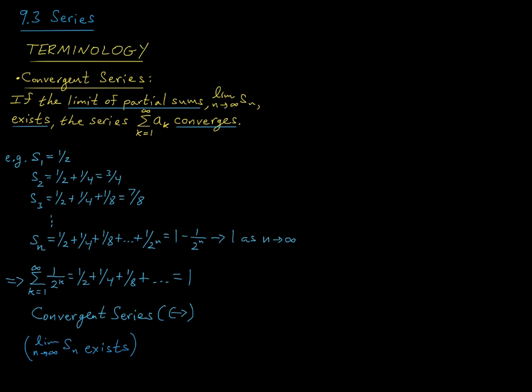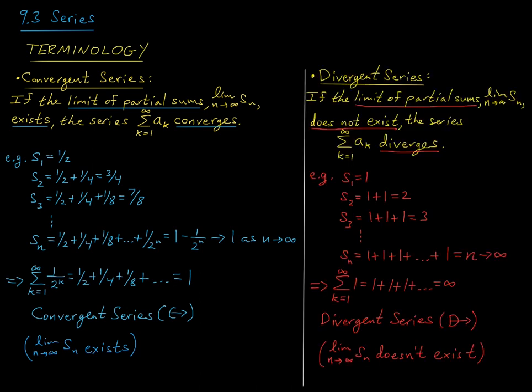So what if the limit of partial sums does not exist? In that case, we'll say that the corresponding series diverges. As a simple example of a divergent series, let's take the sequence a sub k that is just equal to 1 for each term. So S1 would just be 1. S2 would be 1 plus 1, which is 2. S3 would be 1 plus 1 plus 1, that's 3, and so on and so forth. So S sub n is just 1 added to itself n times, and that's just equal to n.